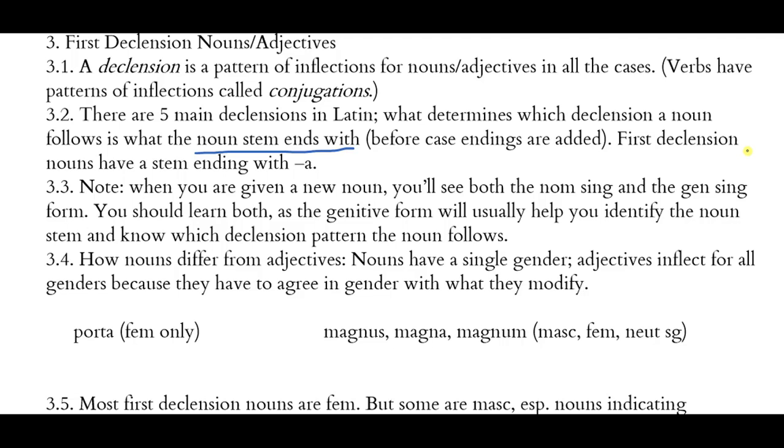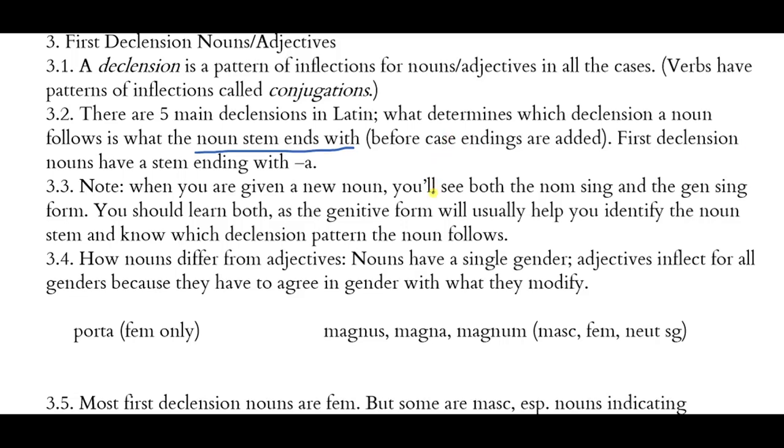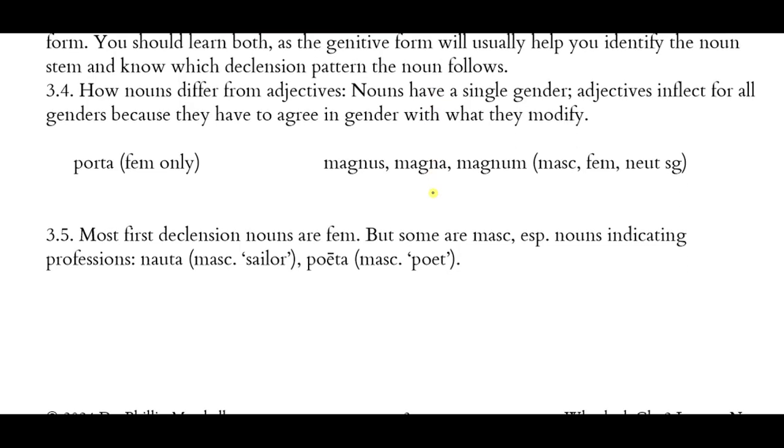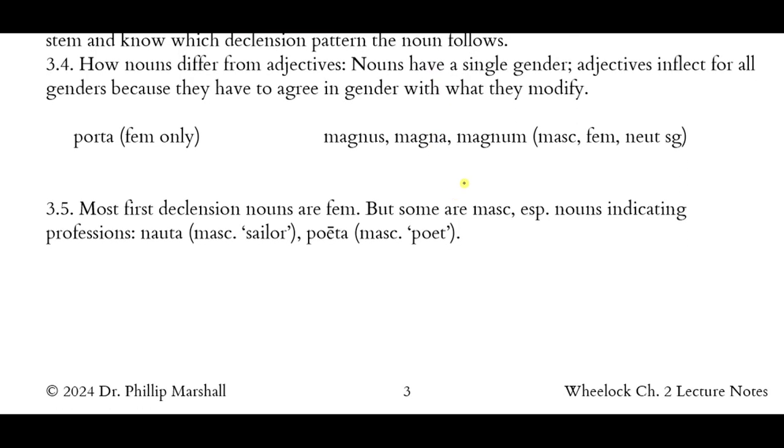Now, how do nouns differ from adjectives? It's a good question, and you maybe have never thought about it. But nouns and adjectives are very similar, and yet they are different. What's the difference between the two? Formally, nouns are marked for a single gender. A noun doesn't change its gender all the time. A noun has a single gender.